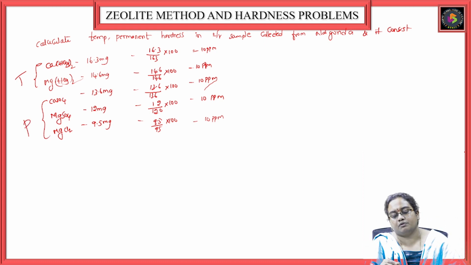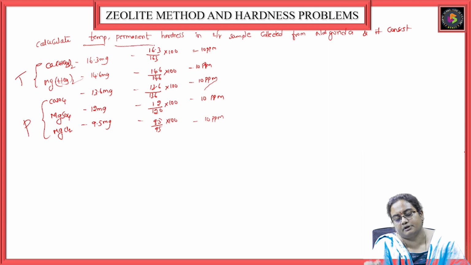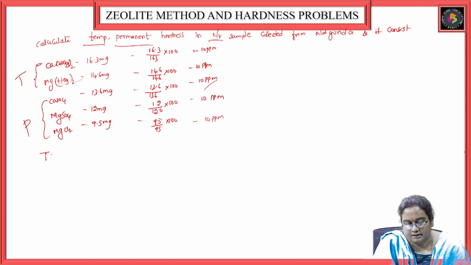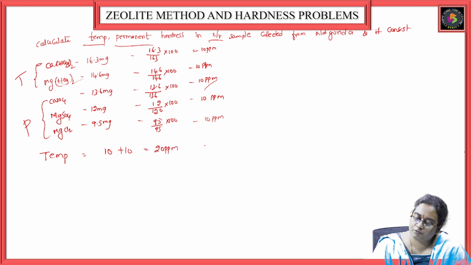But what is our question? We need to calculate temporary and permanent hardness in terms of degree French. So now temporary hardness. How can we calculate temporary hardness? 10 plus 10. How much? It is your 20 ppm. But we need to calculate in terms of degree French. That means 20 into 0.1. So you will get it as 2 degree French.